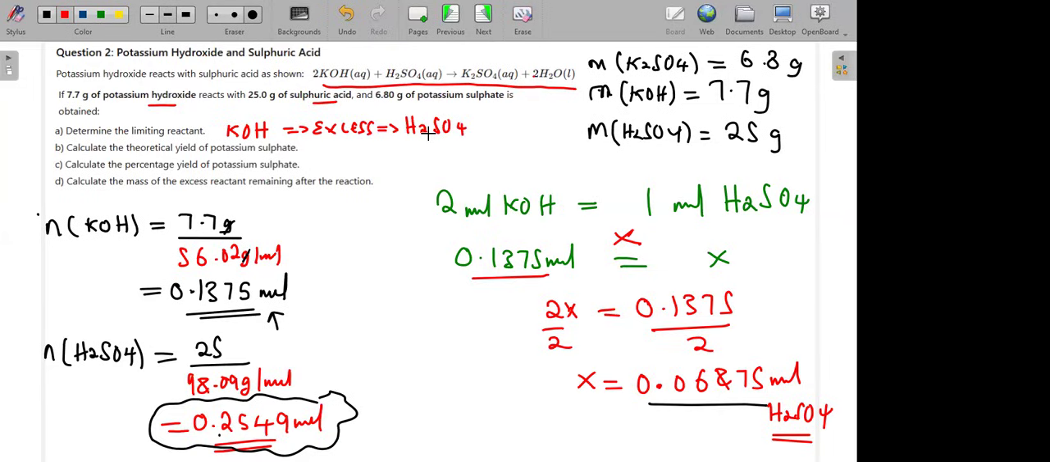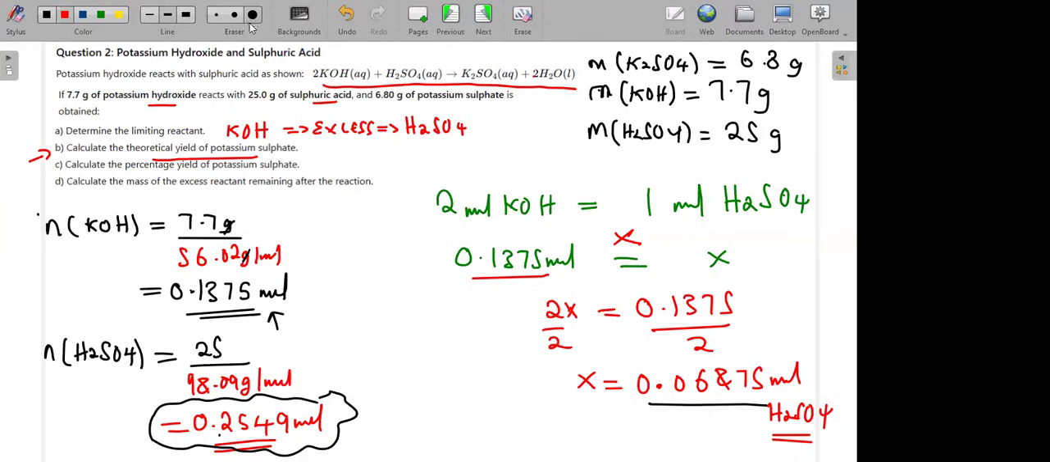Okay, so we found that. And then now B, they're saying calculate the theoretical yield of potassium sulfate. So if you are calculating the theoretical yield of something, you always get the ratio of that something to the limiting reactant. On the previous question there was no limiting reactant, so we could use any. But here, because there's a limiting reactant, which is potassium hydroxide, it's the one that we're going to use in order to calculate the theoretical yield of the potassium sulfate.